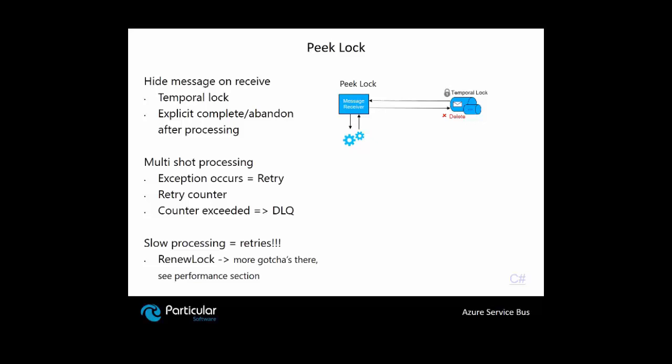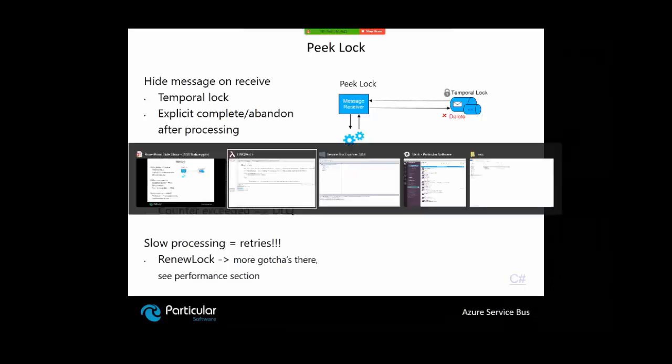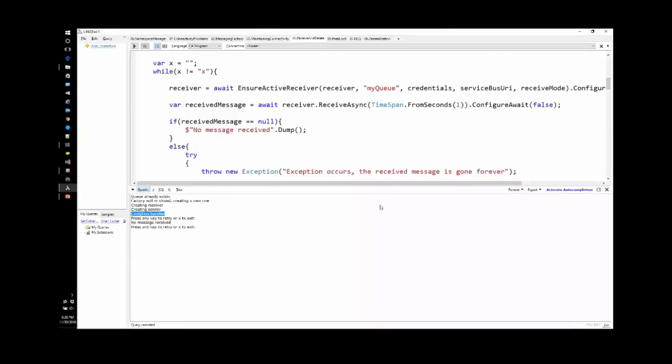Now there is one gotcha with this method, and that is if the processing time is slower than the time allowed to keep the temporal lock, then the message will automatically reappear and it will be processed again. So you may be processing the same message twice. That's something that you have to keep in mind. Right, let me give you another code sample of what this looks like.